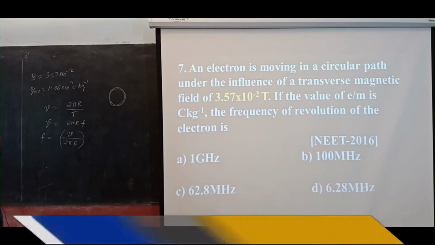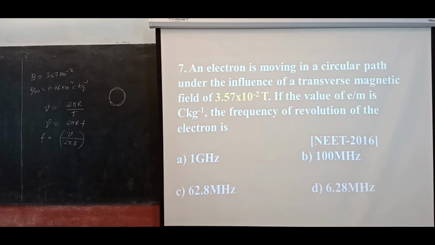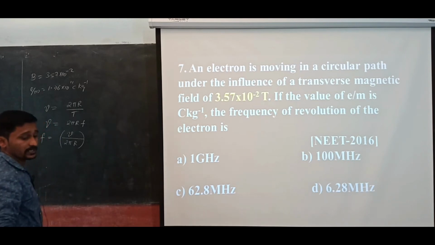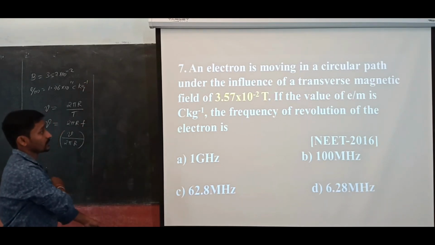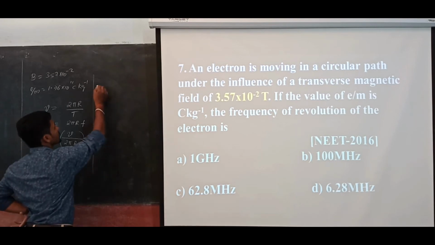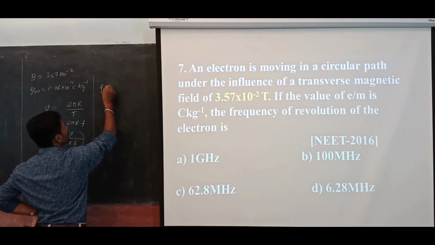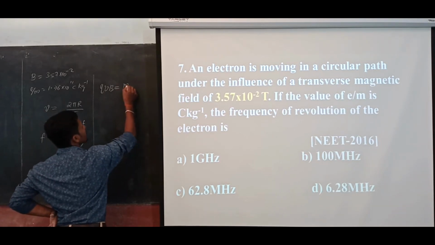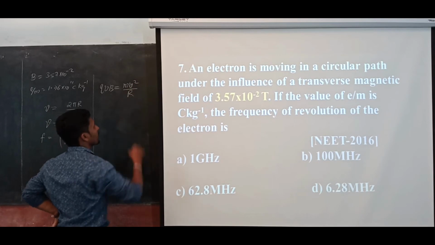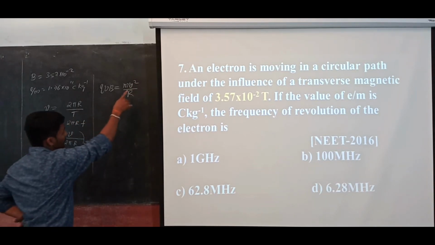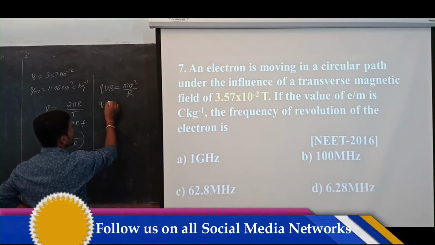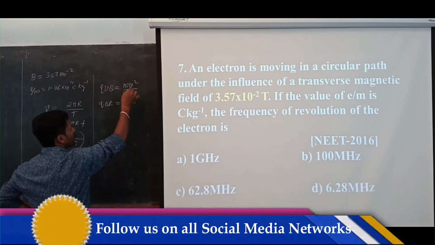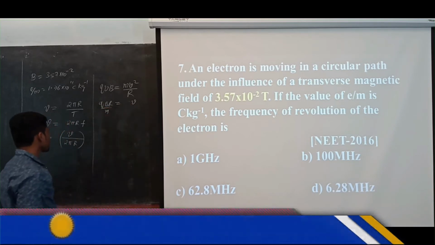V is not given, 2 pi r we have, but how can I write V? If an electron is moving, a charge is moving in a magnetic field, the force experienced is QVB sin theta, sin 90 is equal to 1, which produces a centripetal force mv square by r. I can get the V here, so QB into R equal to mv divided by m.